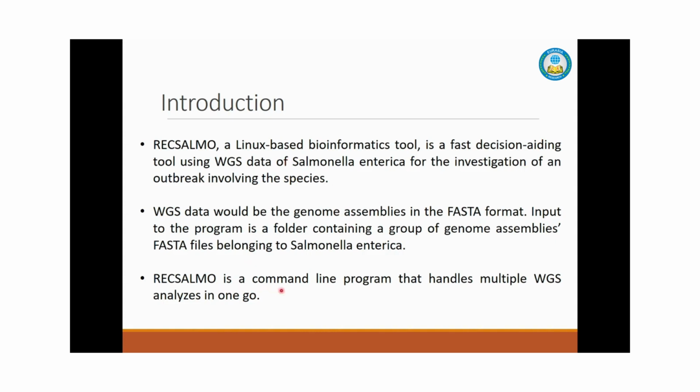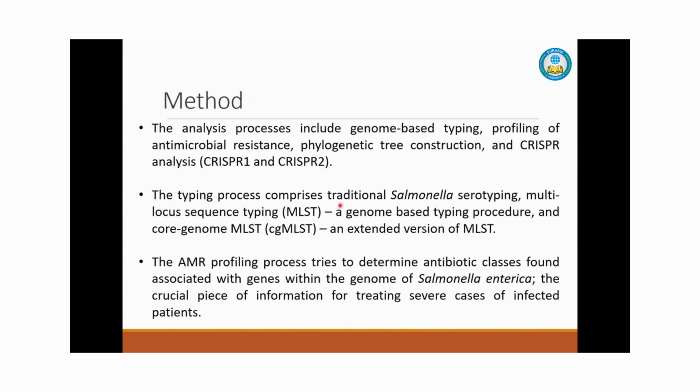Lexomo is a command line program that can handle multiple WGS analyses in one go. It can analyze maybe 100 or 200 genomes, and it's quite quick. The analysis process includes genome-based typing, profiling of antimicrobial resistance, phylogenetic tree construction, and CRISPR analysis. It can also find the CRISPR1 and CRISPR2 loci.